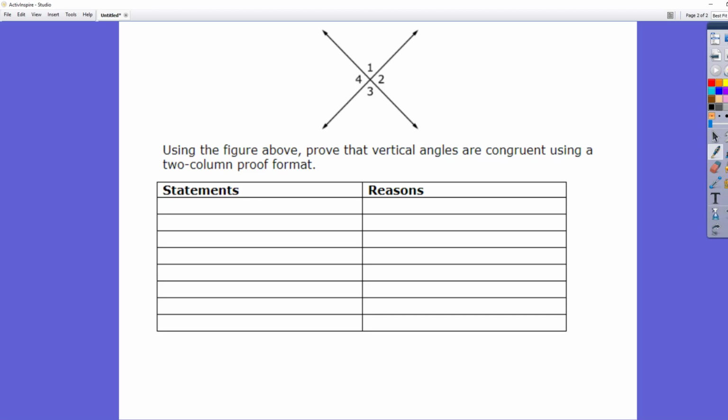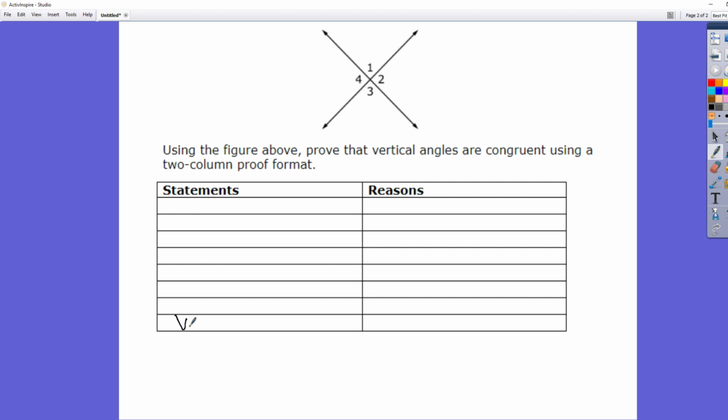Hello again. Now we're going to be going over another example in our study guide. This one is another proof. It says using the figure above, prove that vertical angles are congruent using a two-column proof format. So, what are we trying to prove?